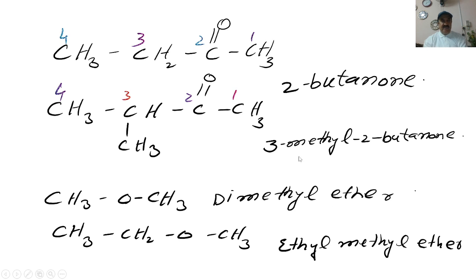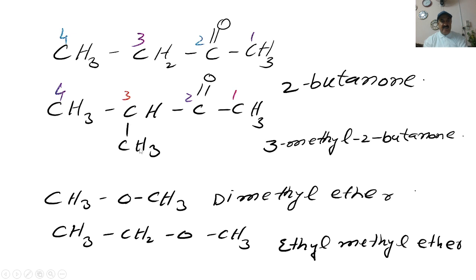Here CH3, CH2, C double bond O, CH3. So this is a ketone. We will do numbering from the end closest to the functional group. This is the functional group, 1, 2, 3, 4. If you do from this side 1, 2, 3, it comes on carbon 3. But if you do from this side, it comes at carbon 2. So it will be 2-butanone, because the -ane of alkane will be replaced by -one.